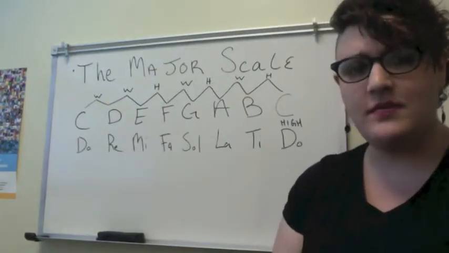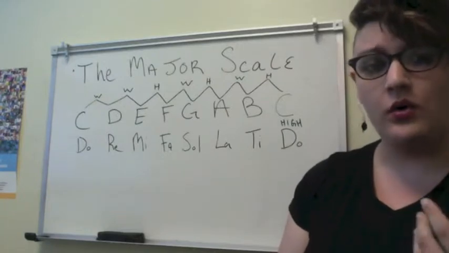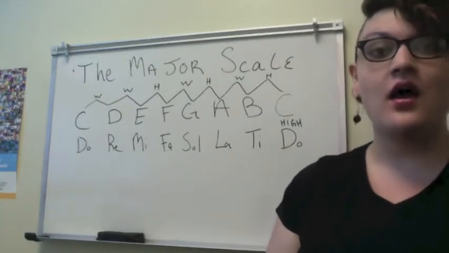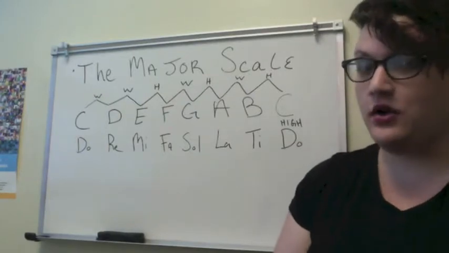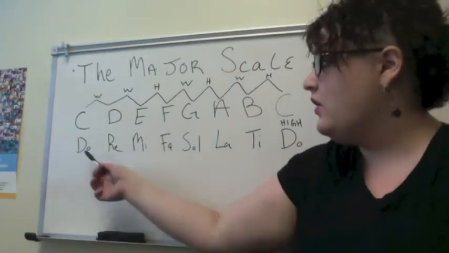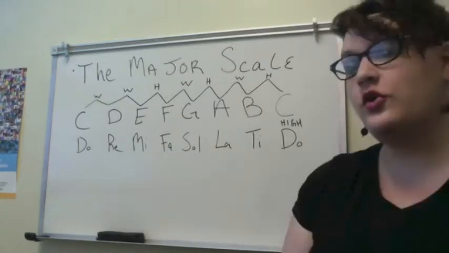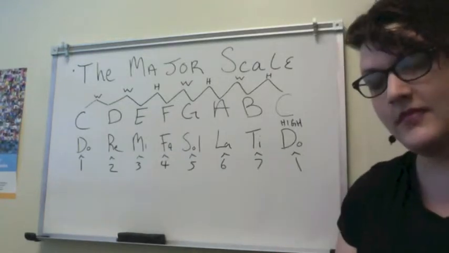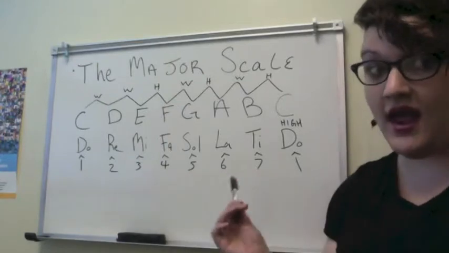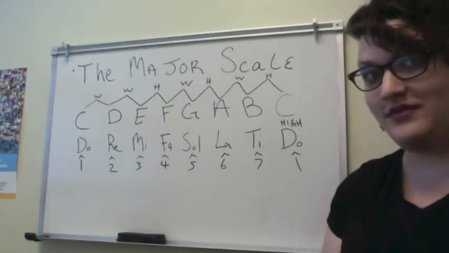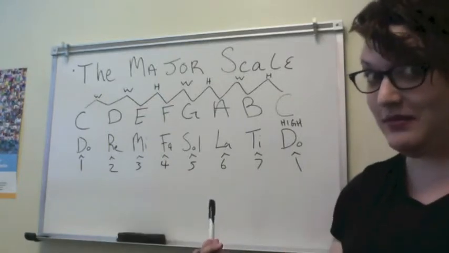And if you don't want to think about the major scale between whole step, half step, whole step, half step, which can get a little confusing, you can think about your solfège. Do, re, mi, fa, sol, la, ti, do. Or you can think about your numbers. As you can tell, do and high do is both one, because why? If we go back to the first part of the series, it's technically the same note.